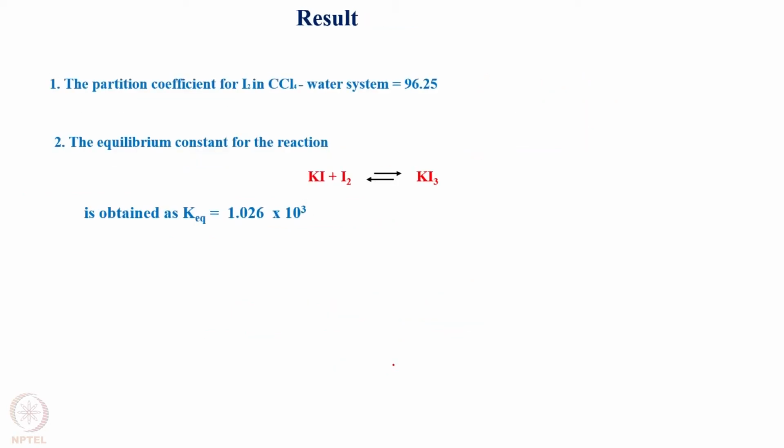These are the results of our experiment. So the partition coefficient for I2 in the CCl4 water system is calculated as 96.25, and the value of equilibrium constant for this reaction is obtained as 1.026 times 10 to the power 3.